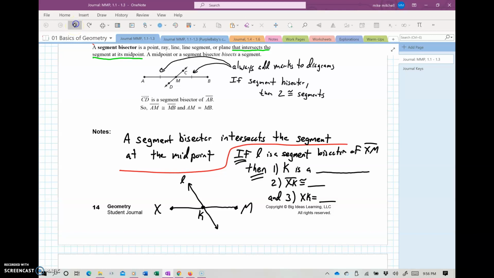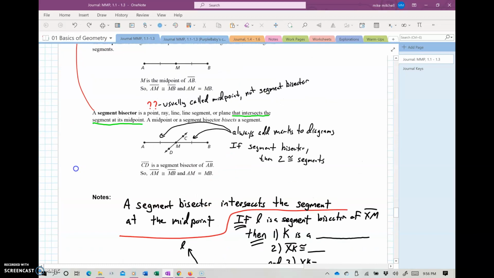Let's get rid of that. Why isn't that going away? There we go. Hopefully that didn't take too much away.